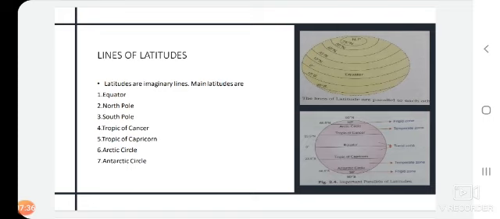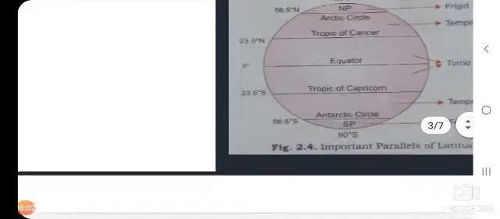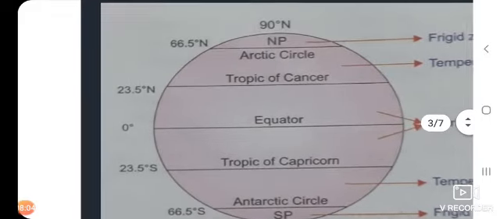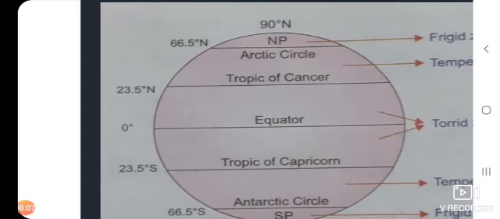So children, these latitudes divide the earth into northern and southern hemispheres. Children, the equator that runs midway between the poles divides the earth into equal hemispheres. So you can see the equator divides the earth into two equal hemispheres, that is the northern hemisphere and the southern hemisphere.